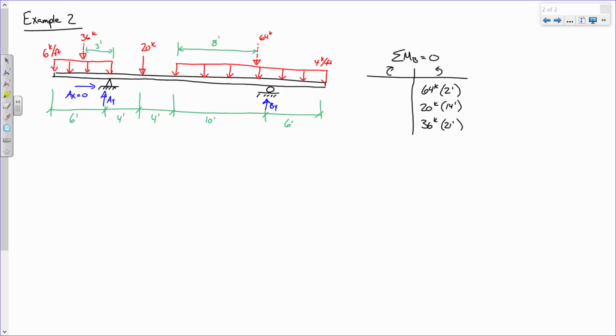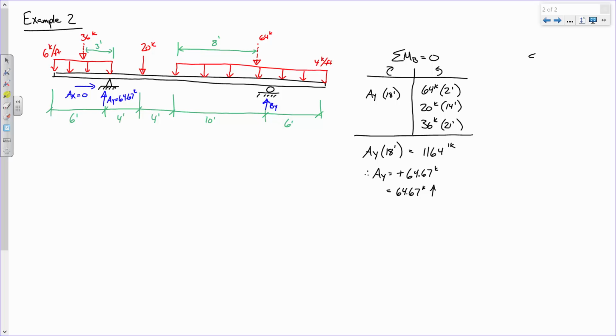Am I missing anything? AY going in the opposite direction, and what's that moment arm? 18. So we have AY times 18 feet equals what? So 128 plus 280 plus something. Say it again. 1164. All right, and then AY is what? What's 1164 over 18? And that's positive 64.67 kips going upward. All right.